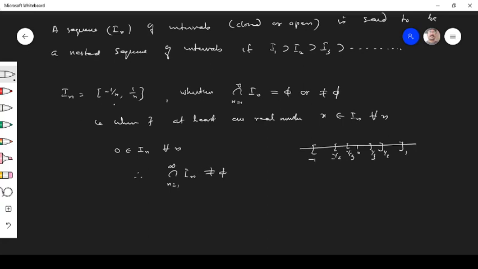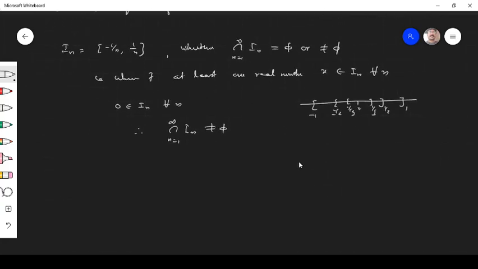In the place of closed intervals, suppose we are taking the same -1/n, 1/n, but open intervals. Let K_n be equal to the open interval (-1/n, 1/n). Now what happens to the intersection of these intervals? Let us see. So this is 0, this is -1, +1, the first interval, then -1/2, 1/2 is the second interval, then -1/3, 1/3 is the third interval. It goes like that.